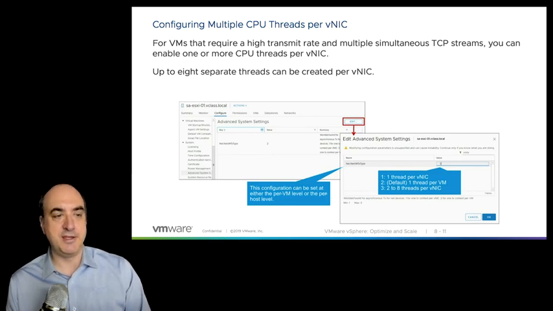Keep in mind, this is quite different, but has some similarities to that VMXNet3 optimization that we covered just before in the previous section, where there was essentially dedicating memory to improve networking throughput. Here, we're actually dedicating CPU resources to improve networking TCP throughput.